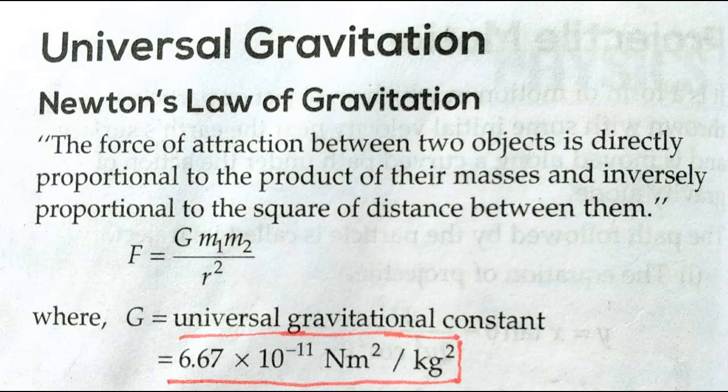That is, F is directly proportional to M1 M2 by R square. That is, F is equal to capital G M1 M2 by R square, where capital G is the universal gravitational constant, equal to 6.67 into 10 power minus 11 Newton meter square per kg square.